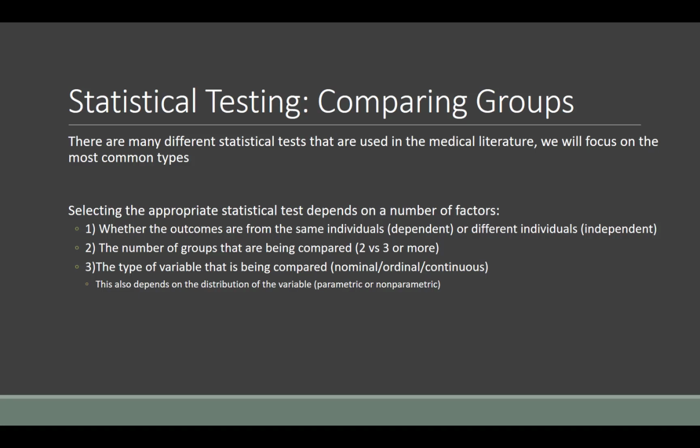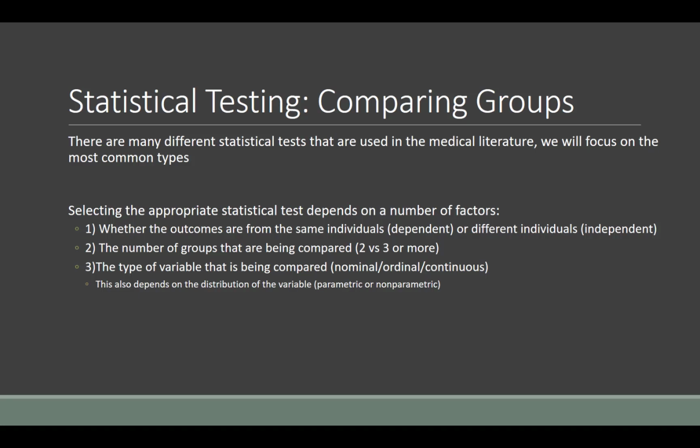So selecting an appropriate statistical test depends on a number of factors, and we're going to focus on 3. The first one is whether the outcomes or the variables in the study are from the same individuals or dependent on one another, or from different individuals, in which case the variables and outcomes would be considered independent. They're not dependent on other variables and they're not from the same patient. The second factor is the number of groups that are being compared, typically 2, but sometimes 3 or more. And the third factor is the type of variable that's being analyzed in the study. Is that variable nominal, is it ordinal, or is it one of the continuous variables, interval, or ratio?